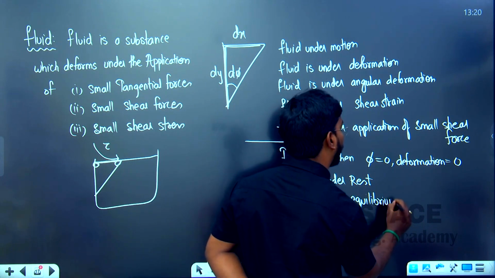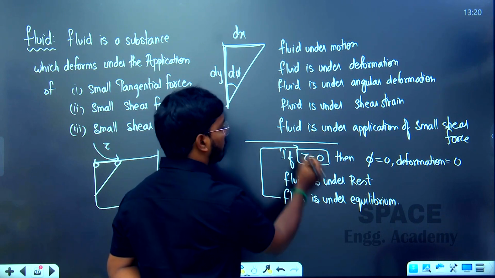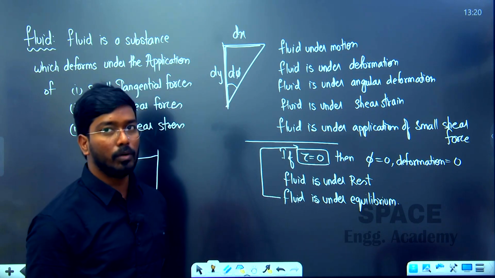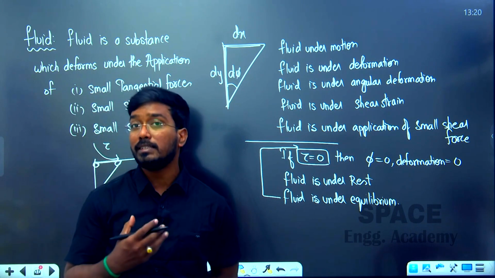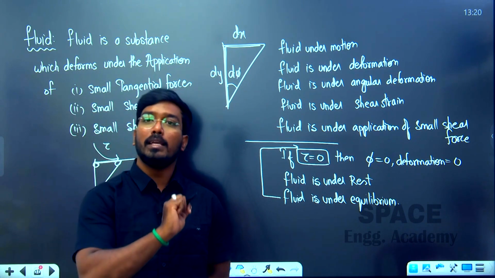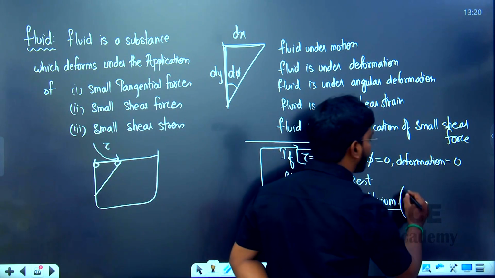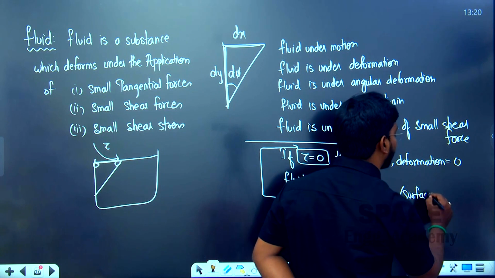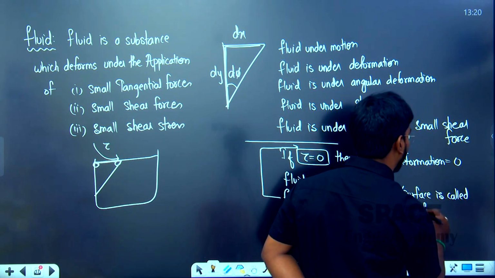So the question that is going to be framed in the examination is, fluid is under equilibrium under what condition? What is the answer? Shear stress is equal to 0. Okay. A surface will be regarded as a free surface when it is under the equilibrium condition. So whenever it is under the equilibrium condition, the surface is called a free surface.